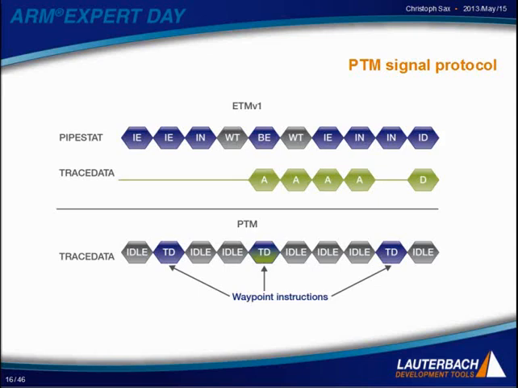Instructions between two waypoint instructions on its own. This is especially problematic if there are conditional instructions between two waypoint instructions, because this means we have no trace data that could indicate the execution status of these conditional instructions. The benefit of this approach is that the trace format is more compact, and the trace data rate can be reduced effectively.